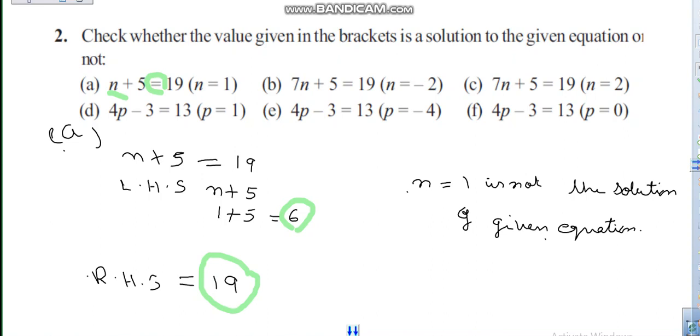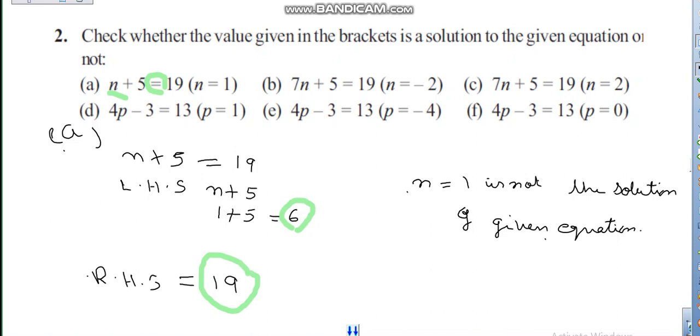So all the parts are like A part. The value of the variable is given in the equation, and you have to put it whenever n is written in the equation and find the answer of the two sides and match the answers. Then write your conclusion whether the given value is a solution or not. So all parts you have to attempt yourself.